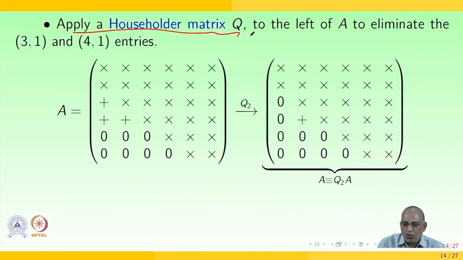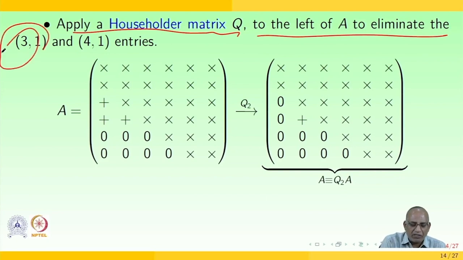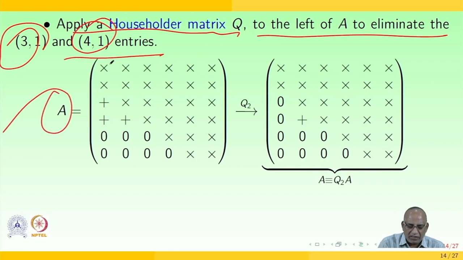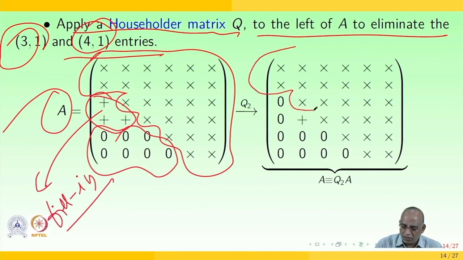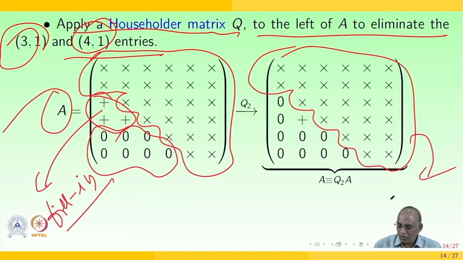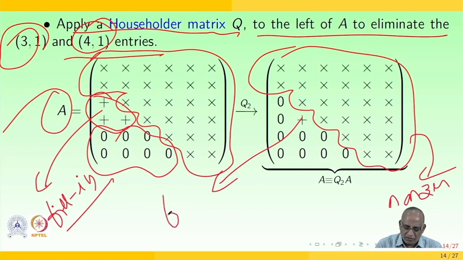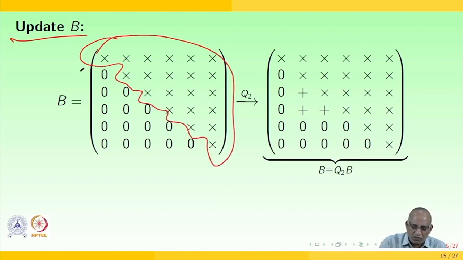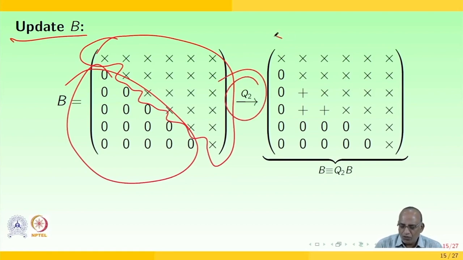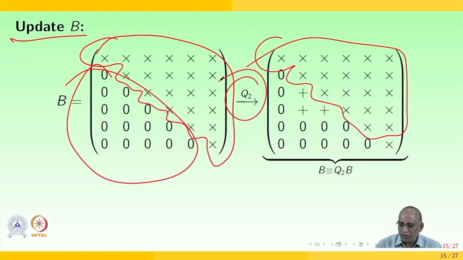Apply a householder matrix Q to the left of A to eliminate the 3-1 position and 4-1 position entries. So this is the matrix A. See that here these are all non-zeros, these are zeros, and these are all fill-in. And here non-zeros, and this is the fill-in. And when you update this matrix B, B will be, these are all non-zeros and the rest are all zeros. And with this Q2, this will become zero, non-zeros, and this is fill-in.